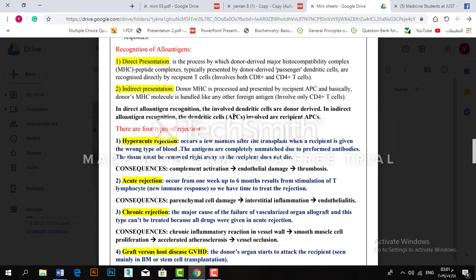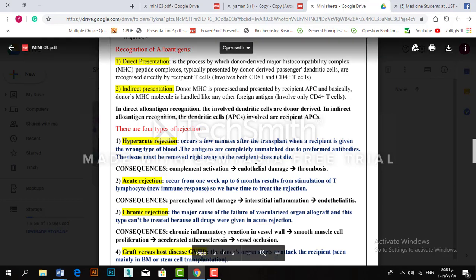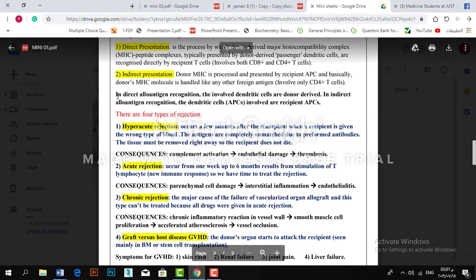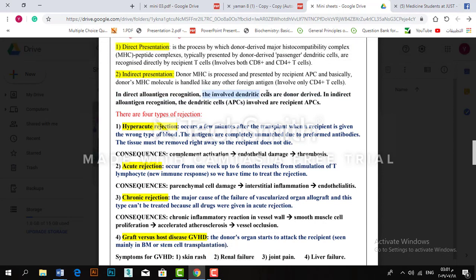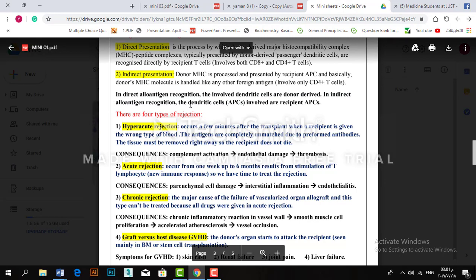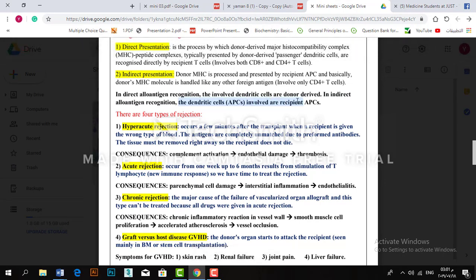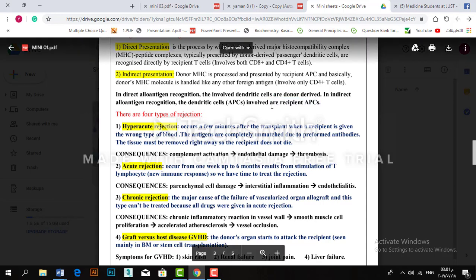Another difference is that in indirect recognition of the foreign antigen, only CD4 T cells, the T helper cells, are involved. So, a difference in direct alloantigen recognition: the involved dendritic cells are donor derived. In indirect, the dendritic cells, the antigen presenting cells, are recipient derived. So recipient in indirect and donor in direct. Direct, donor; indirect, recipient. D-direct, D-donor.